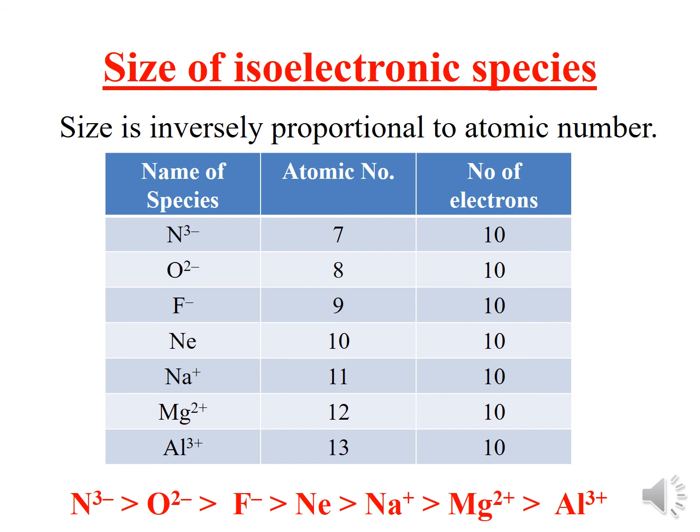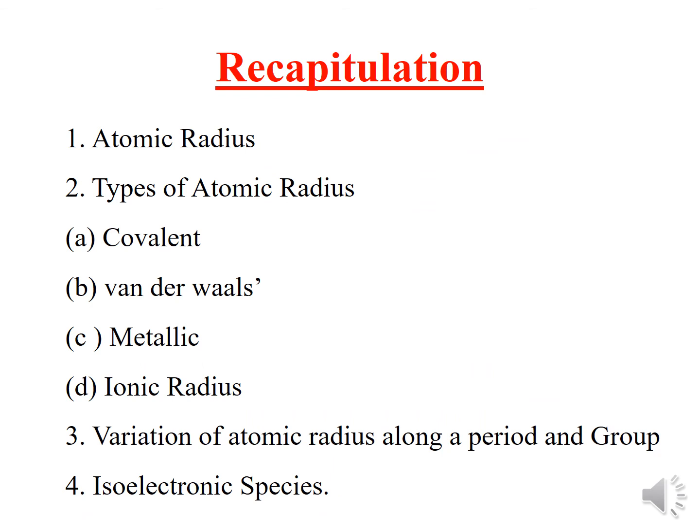So till now we have discussed isoelectronic species and the size of isoelectronic species. Isoelectronic species are those species which have the same number of electrons, and their size is inversely proportional to atomic number. So in today's class we have studied atomic radius. First we discussed the conventional definition of atomic radius. As per the conventional definition, atomic radius is the distance of the valence electron from the nucleus of an atom.